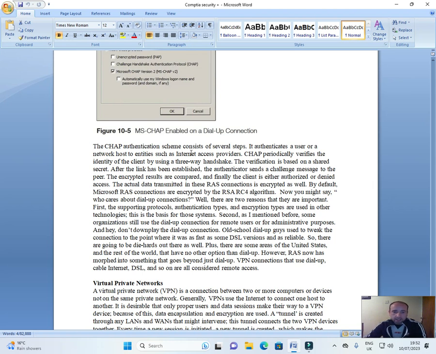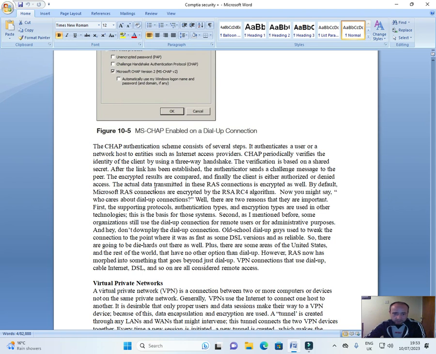The CHAP authentication scheme consists of several types. It authenticates a user or a network host to entities such as internet access providers. CHAP periodically verifies the identity of the client by using a three-way handshake. The verification is based on a shared secret. After the link has been established, the authenticator sends a challenge message to the peer. The encrypted results are compared, and finally the client is either authorized or denied access.